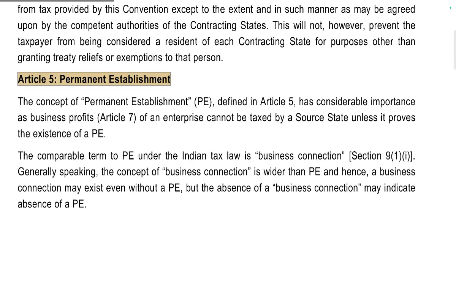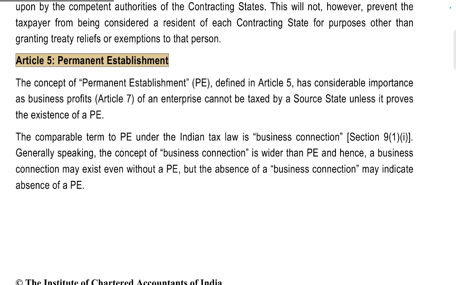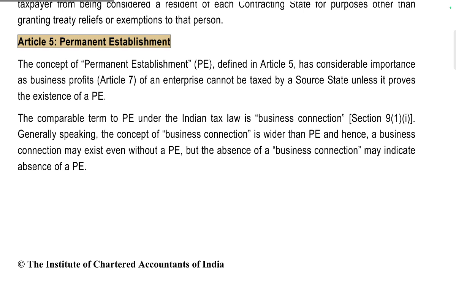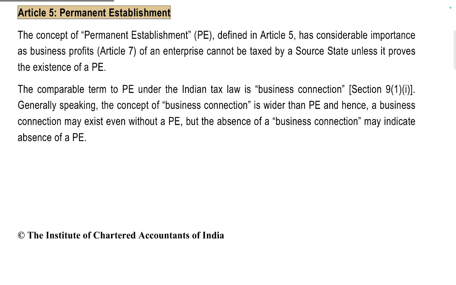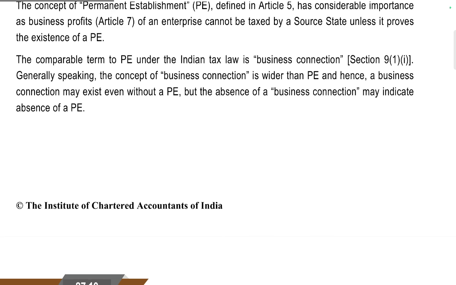Article 5, Permanent Establishment. The concept of permanent establishment is defined by Article 5 and is of considerable importance to business profits. Under Article 7, an enterprise cannot be taxed by a source state unless it has a PE. The comparable term under Indian tax law is business connection. Generally speaking, the concept of business connection is wider than the PE. Hence, a business connection may exist without a permanent establishment, but the absence of a business connection may indicate the absence of a PE.